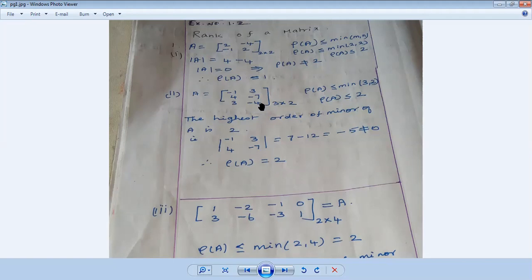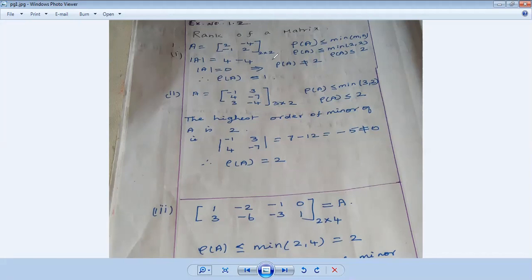Okay, exercise number 1.2. First question. The given matrix is A. A is a 2 by 2 matrix. Here A is equal to 2, minus 4, minus 1, 2. Here the order of the matrix is, it has 2 rows and 2 columns. So the order of the matrix is 2 by 2.